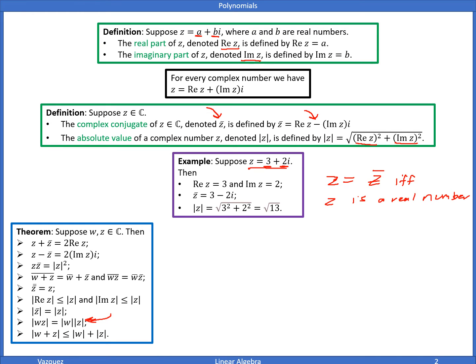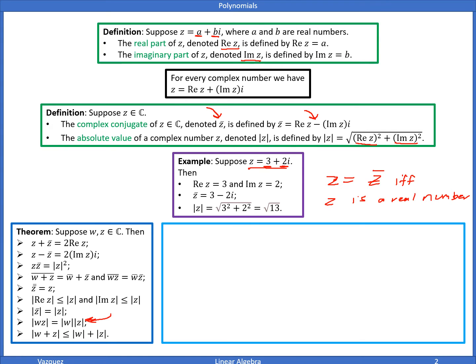And finally, this one is a really famous one that we use a lot, known as the triangle inequality. The triangle inequality tells us that the absolute value of the sum w plus z is less than or equal to the absolute value of w plus the absolute value of z. And in fact, these are easy to verify. The only one we're going to prove is the last one, because that one's really so important and we use it a lot. So, proof of the triangle inequality.